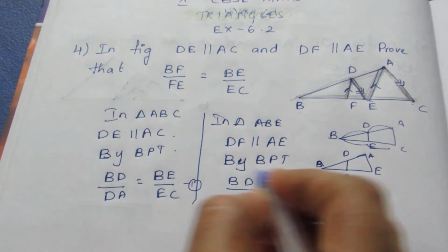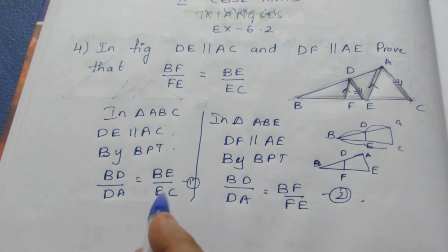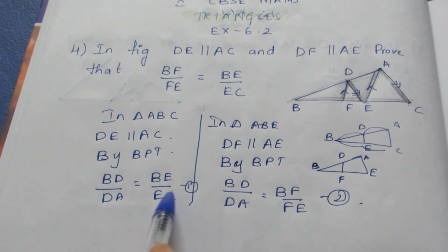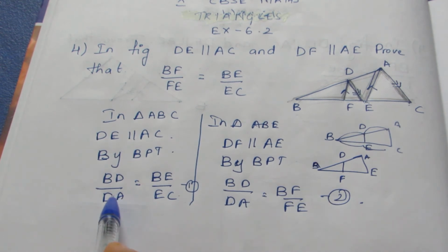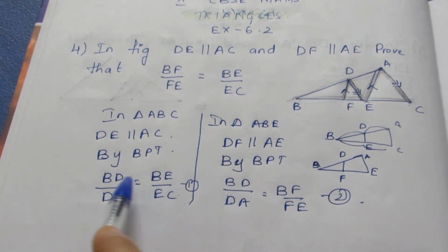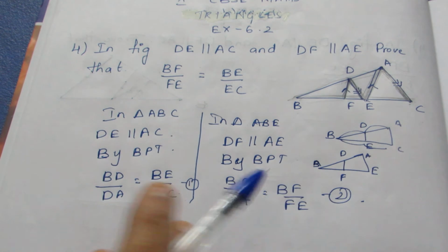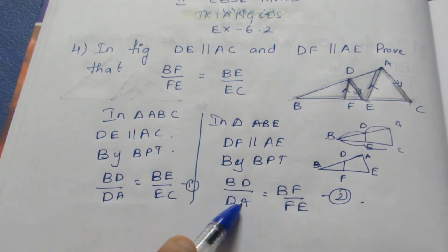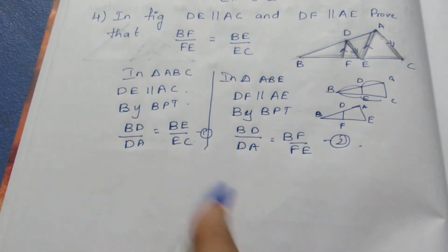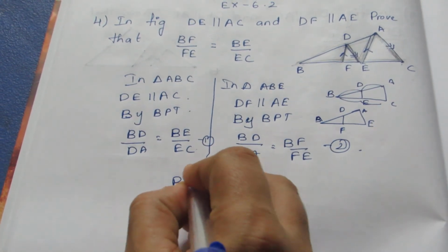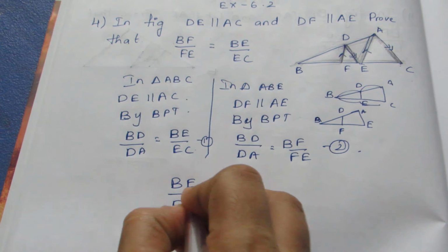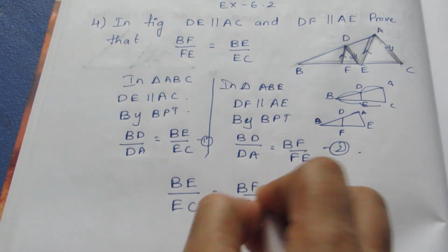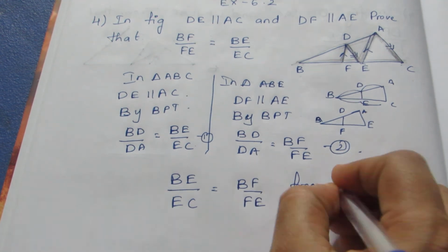So take this one, take this two, check 1 and 2. In 1 and 2 we have the same thing. So leaving the same, write this two are equal, because this 2 is equal to this 2. That means this is equal to this is equal to this. The same thing is equal to something 2. So leaving the same thing, write the rest. So now we know that BE by EC is equal to BF by FE from 1 and 2.